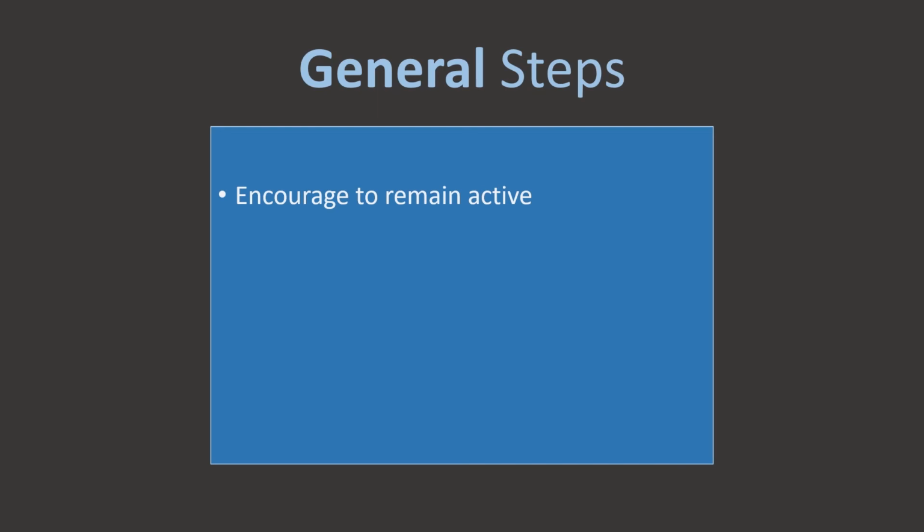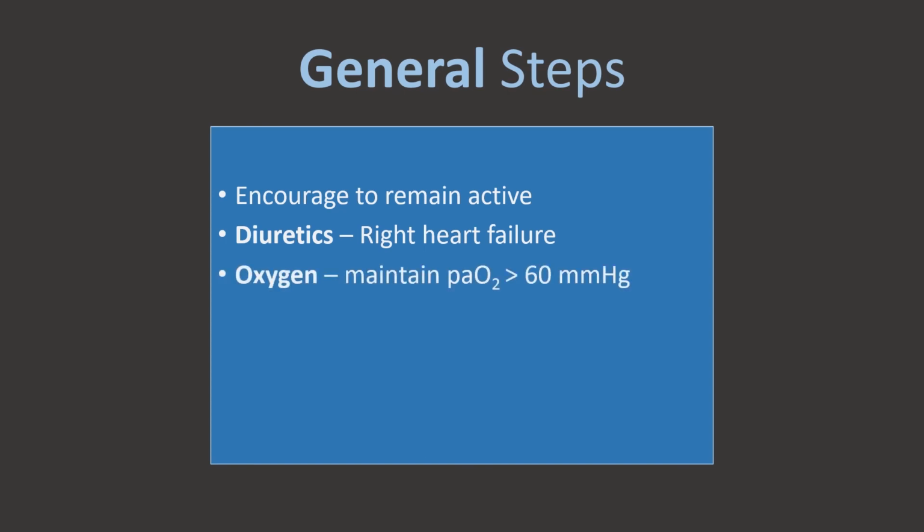Coming on to management, specialist centers should direct the management of pulmonary hypertension. Excessive physical activity that leads to distressing symptoms should be avoided, but otherwise patients should be encouraged to remain active. Diuretic therapy should be prescribed for patients with right heart failure. Supplemental oxygen should be given to maintain resting PO2 above 8 kPa or 60 mm of mercury.